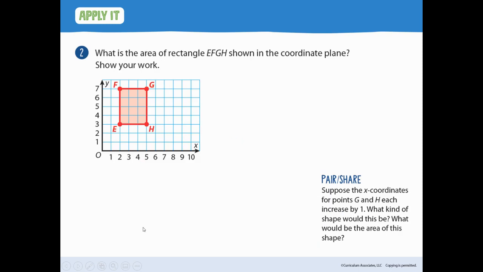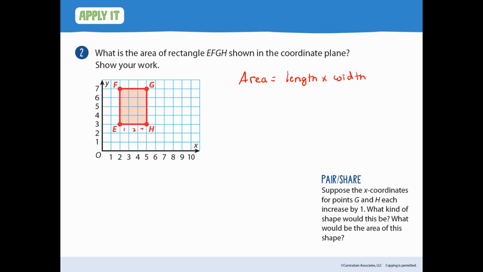Number 2: What is the area of the rectangle EFGH shown in the coordinate plane? Show your work. I'm going to do a couple of things here. First of all, let's go back and remember that area equals length times width. We do have a rectangle here, so we can find the area. We just have to figure out how many units wide is it and how many units long is it. So we're only going to take 2 sides here.